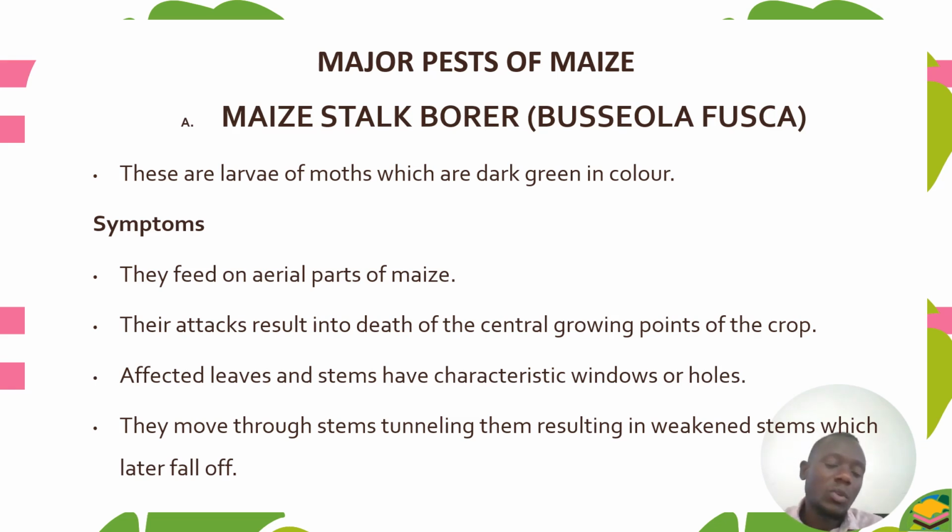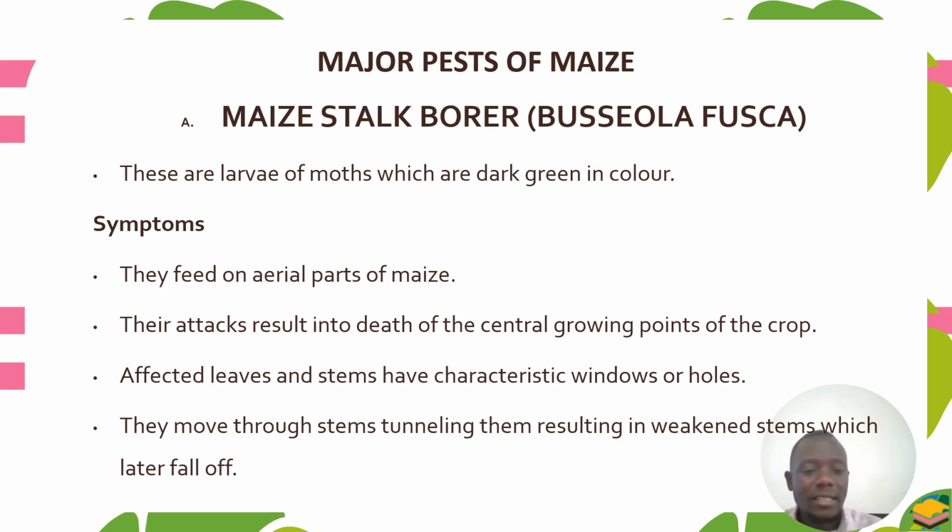So let's look at the symptoms of maize stalk borer. They feed on aerial parts of maize, so the erect part of maize is fed on by these maize stalk borers. Then the attack results in death of the central growing points of the crop. The central growing points of the crop will die because these maize stalk borers attack them.